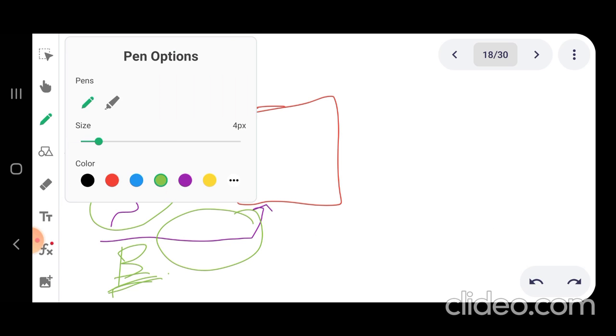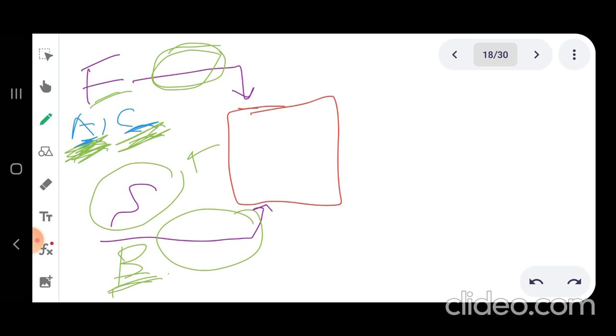And then what happened? You mix these two together, the feed and the solvent. So inside this vessel, you will have a mixture. Let's call this mixture M.